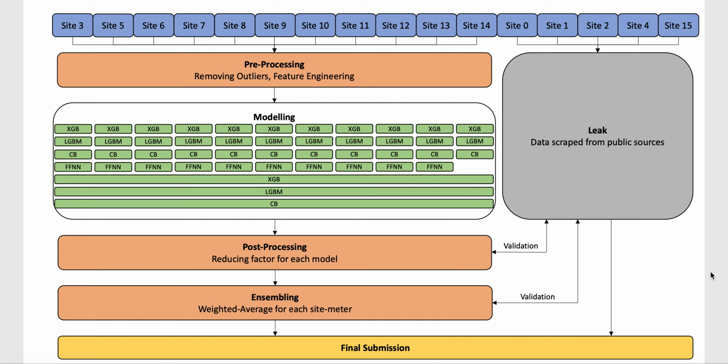So coming to the modeling piece, we built models at various different dimensions. Our first set of models were built at a site and meter level. So for every site and meter combination, we built models. Similarly, we built a model for every building and meter level, as well as models at every building type and meter level. The models that were used were XGBoost, LightGBM, CatBoost, and for only the electricity meter, we also built a feed-forward, basic fully dense neural network.